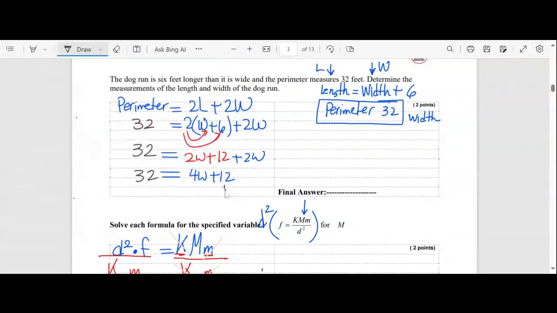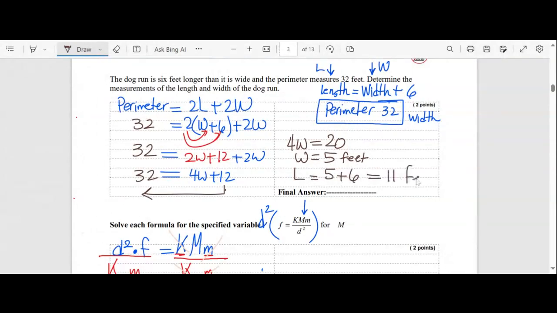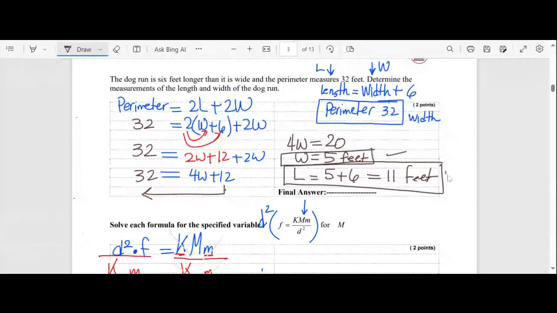Let's move the 12 to the other side. So you're going to get 4W equals what? 20. So W equals how much? 5 feet, right? What about the length? The length is 5 plus 6, which is how much? 11 feet. So that's your answer, the width and the length. Clear?